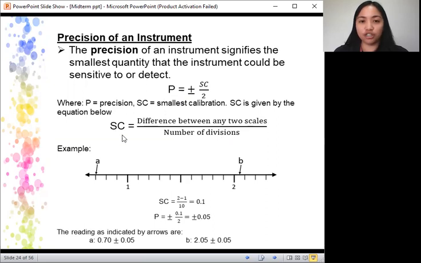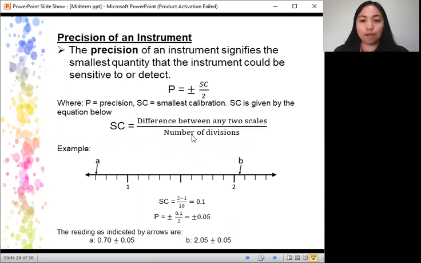And the formula for the smallest calibration is this. So, there is a difference between any two scales. So, you just choose any, for example, 1 and 2. So, if it is not 1 and 2, it could be 4 and 5, you can still choose them. So, the difference: you subtract. In our example, you subtract 1 from 2, because that is the scale we chose.